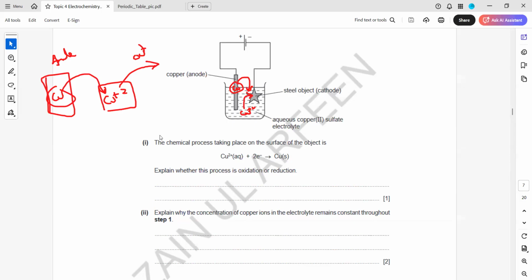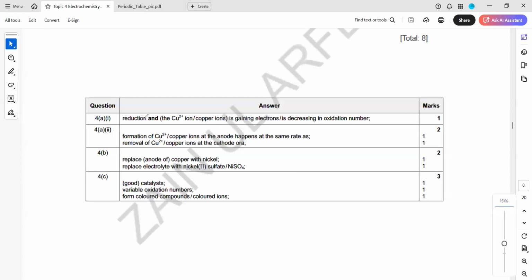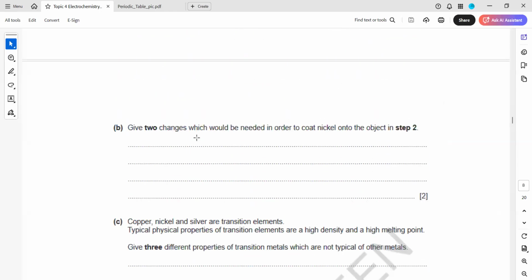And what is the marking scheme structure for this question? You can say the formation of the copper ion at the anode happens at the same rate or the same speed as the removal of a copper ion at the cathode. What does it mean? When one goes towards the cathode, at the same time, one copper atom enters from the anode. So the formation of a copper ion at the anode happens at the same speed as the copper ion discharged or removed at the cathode. Is it clear? Yes, sir. Okay.